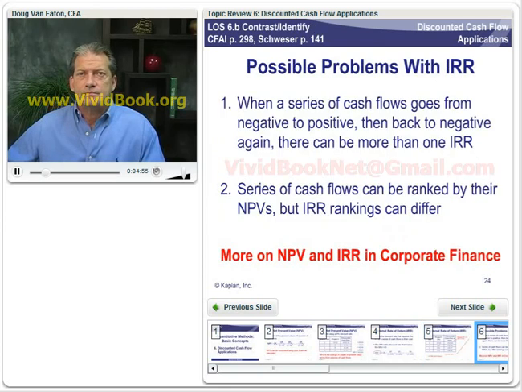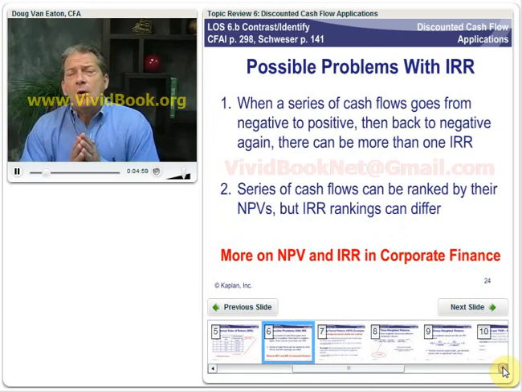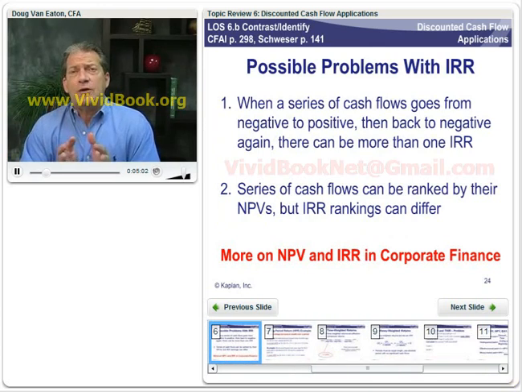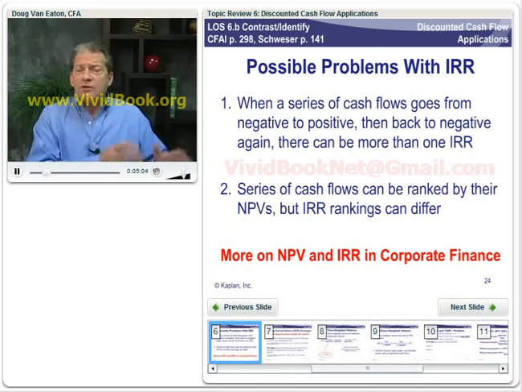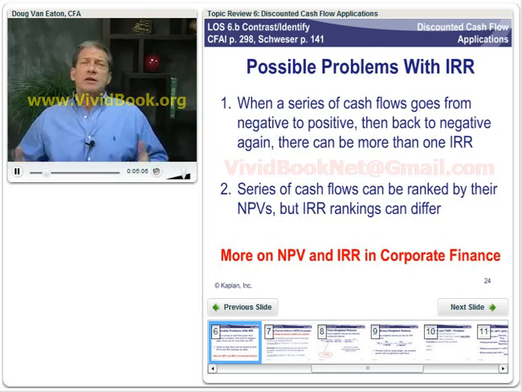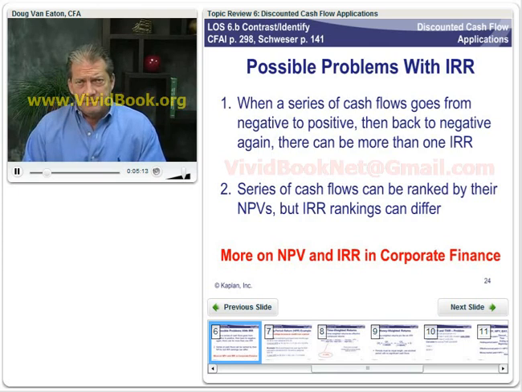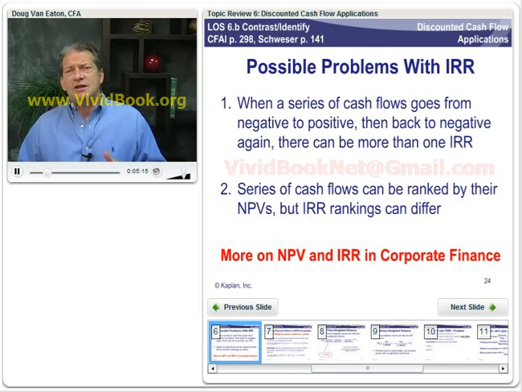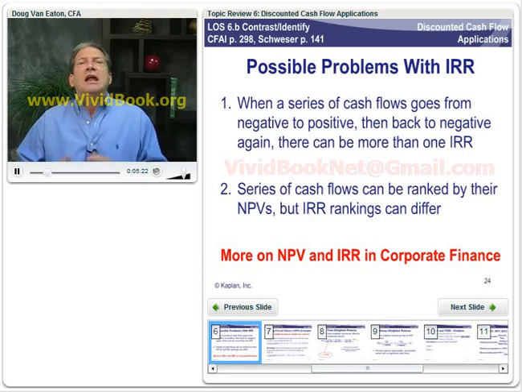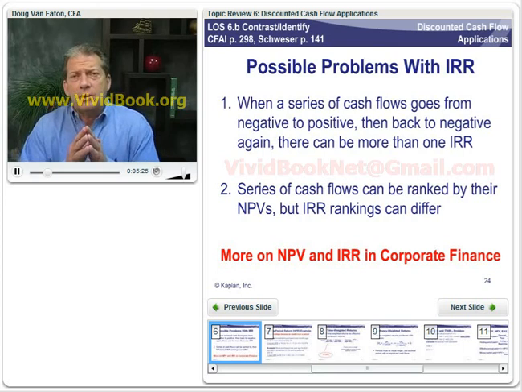Now, there are some possible problems. I talked about a simple project where we have an initial cash outflow that's negative and then positive cash inflows over a number of years, and we get a single solution for the internal rate of return. But if this project were more complex, if there were changes in the sign of the cash flows besides that initial one, then we could have more solutions to NPV equals 0. We call this the problem of multiple IRRs.